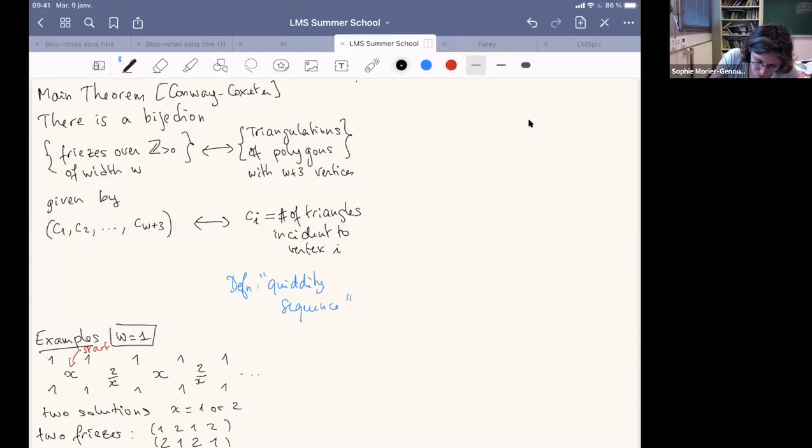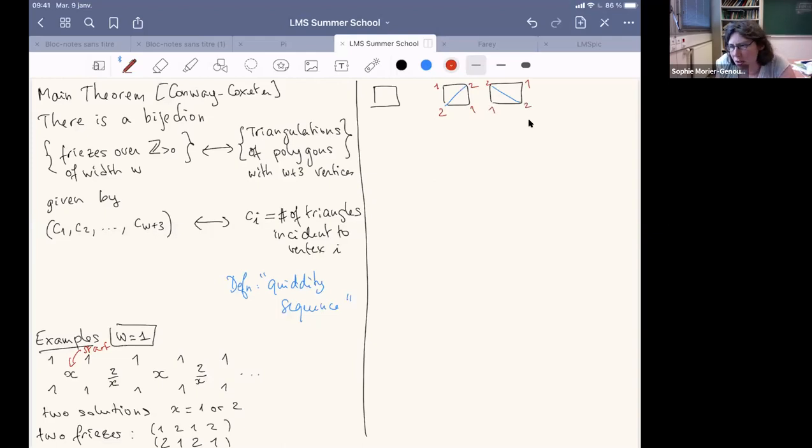Of course, if you look at triangulation, so the theorem says that you should look at triangulation of a square. And if you look at triangulation of a square, you will find only two. You can either choose this diagonal or choose this one. So this one will lead to the sequence 1, 2, 1, 2. And the other one would lead to 2, 1, 2, 1.